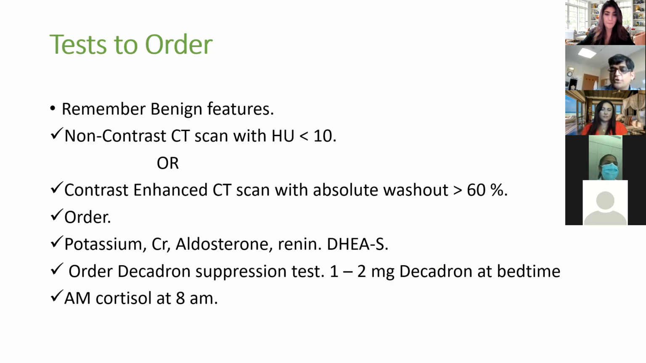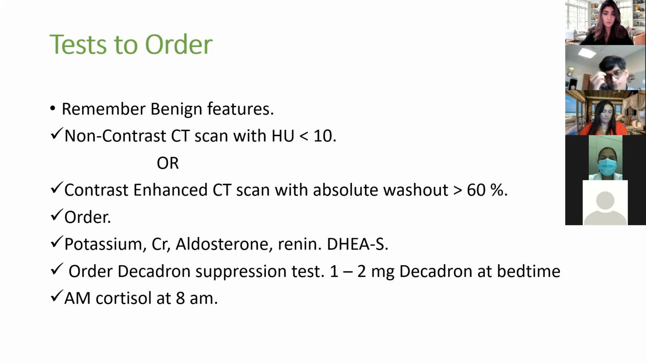If we don't have Hounsfield units, or the Hounsfield units are slightly more than 10, like 11 or 15 or 18, then we should do a contrast enhanced CT scan, meaning with IV contrast, and see what the absolute washout is at the end of 10 minutes. And the radiologist and the report will tell us about it. More than 60% washout of contrast means that this is a benign finding. So at that time, we can reassure the patient that this is a benign mass. It is a piece of fat. We don't need to worry about a malignancy.